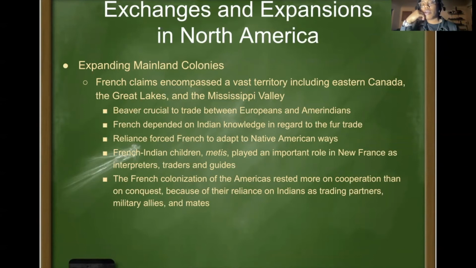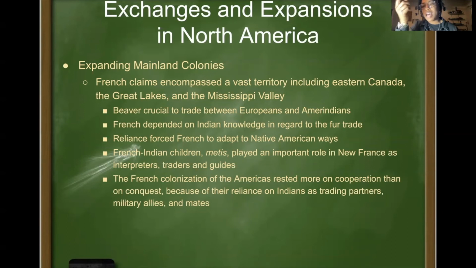The French are going to depend on Indian knowledge in regard to the fur trade, because obviously they're not from there, but the Indians are. And so we're going to see that the French are going to start to rely on some of those Native American ways. And so that mixing that I was talking about, those mesties are going to come up. And we're going to see some kind of term about mixing race is going to pop up a lot.